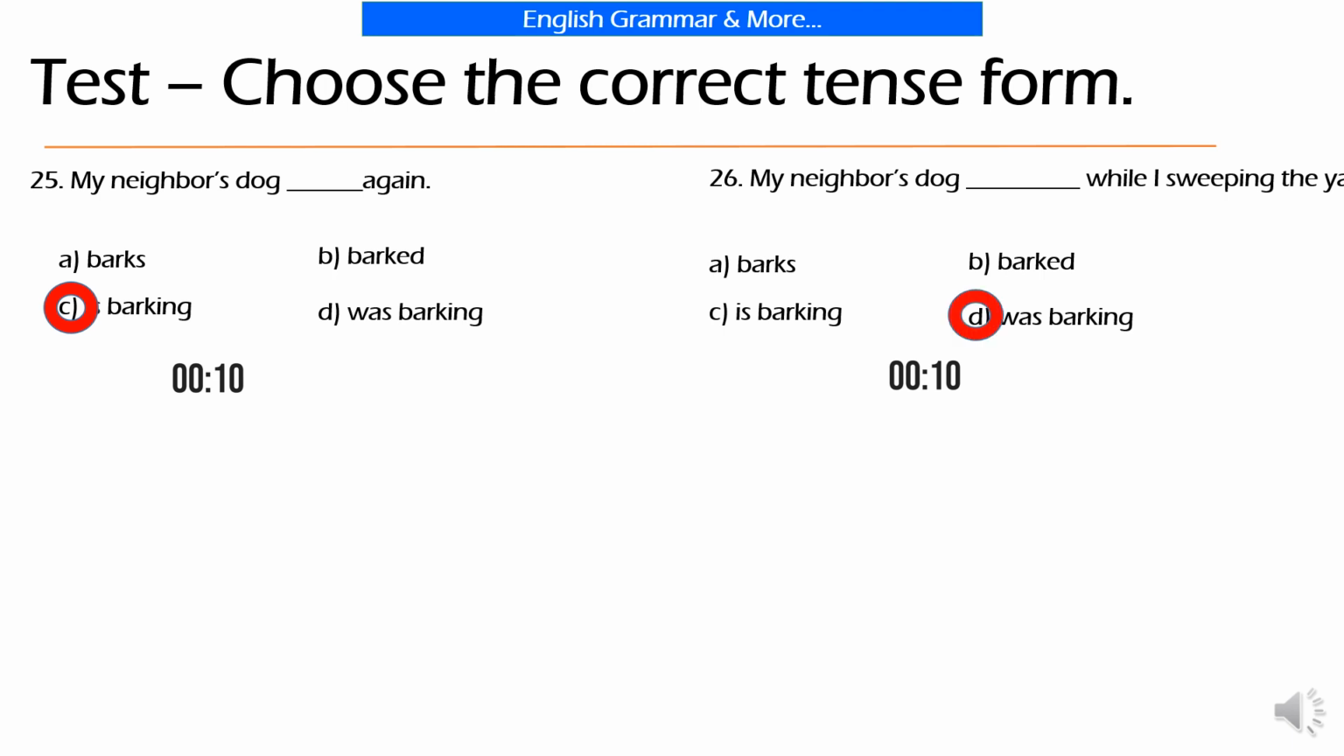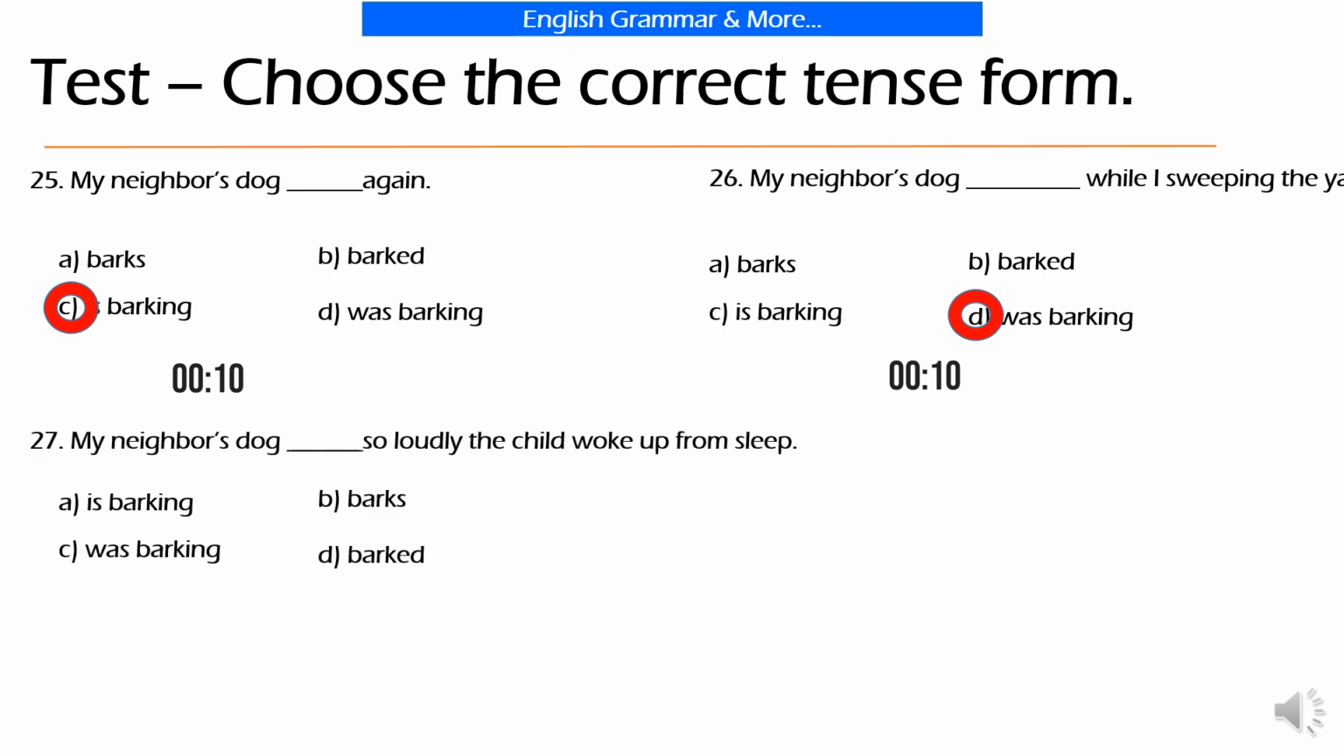The correct answer is D. My neighbor's dog was barking while I was sweeping the yard. Here, from the context given in this clause sentence, while I was sweeping the yard, we understand that this action happened in the past and continued for a period. Therefore, the past continuous tense is the correct one. Question 27.